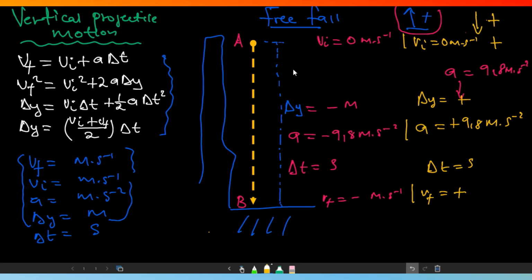Remember that this time is from point A to point B. Let me just write: this displacement is from A to B, the acceleration is from A to B, the time is from A to B, and the velocity starts from A and ends at B. So this is how we have to do it.